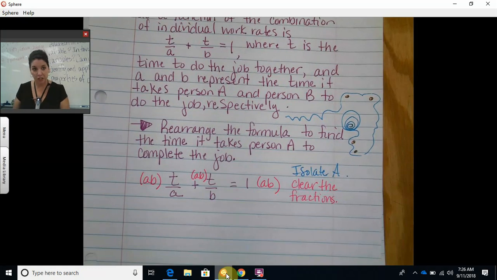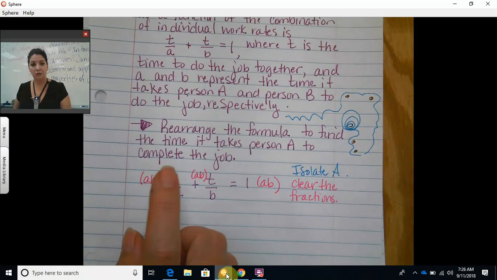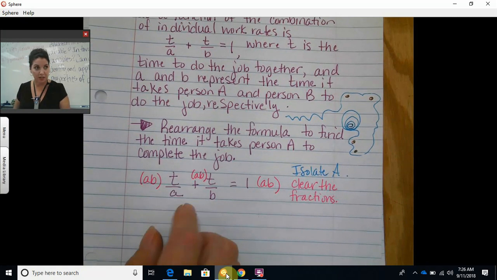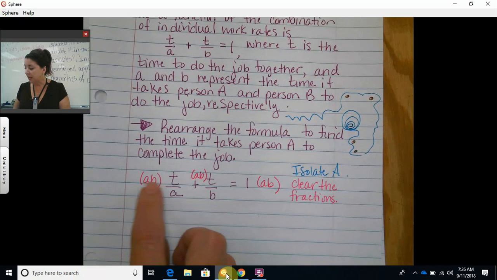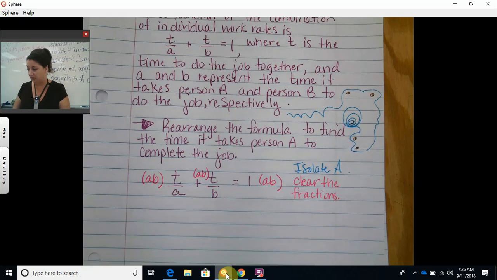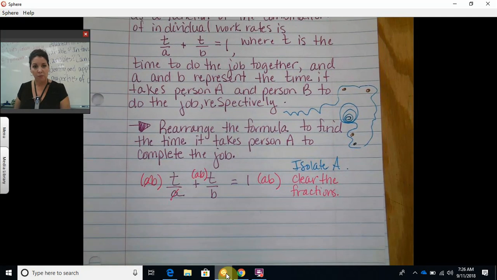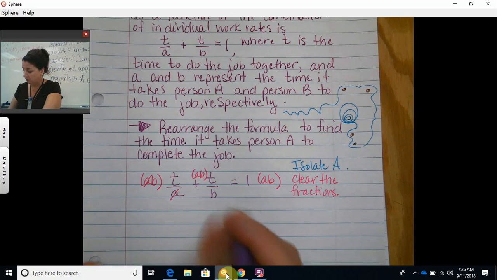So my first term, you could either multiply, remember when you multiply fractions, you do numerator times numerator, denominator times denominator. So I could multiply AB times T, and then the A's would cancel. Or I could just go ahead and cancel the A's out to begin with, because A and A will cancel. And then we just have B times T, which is what? BT.